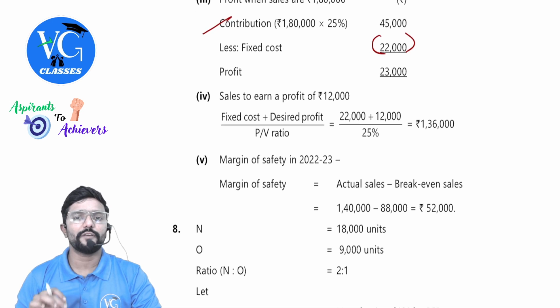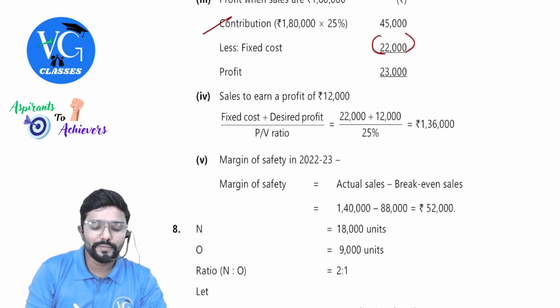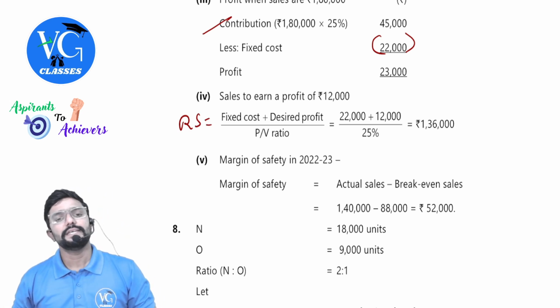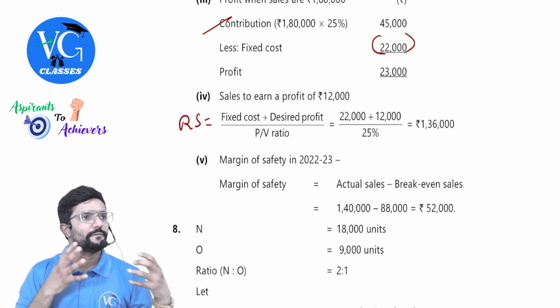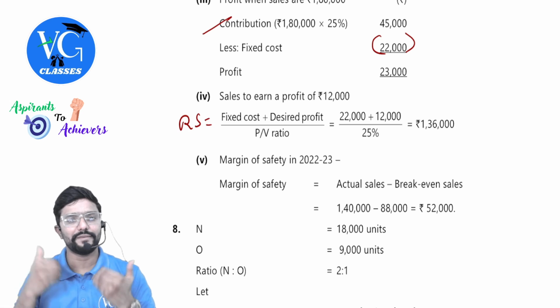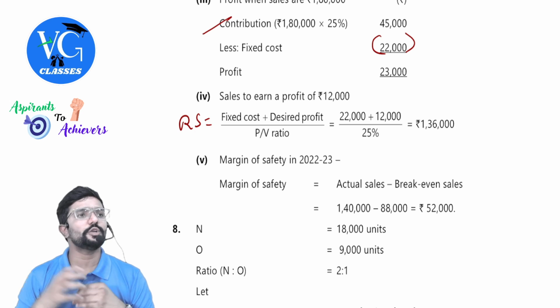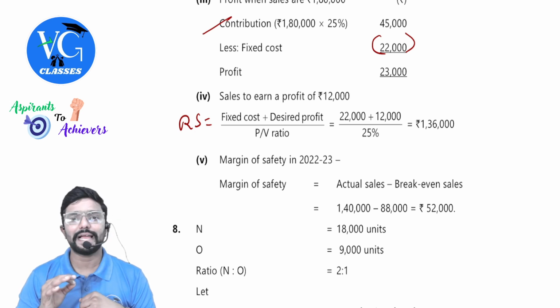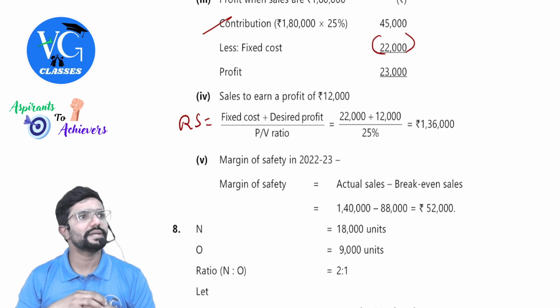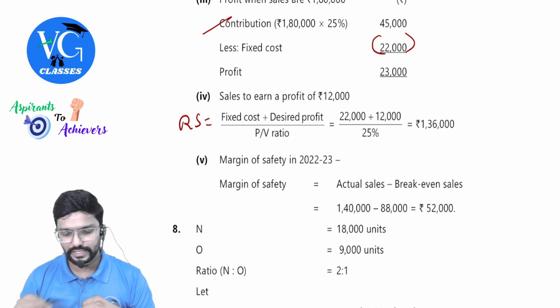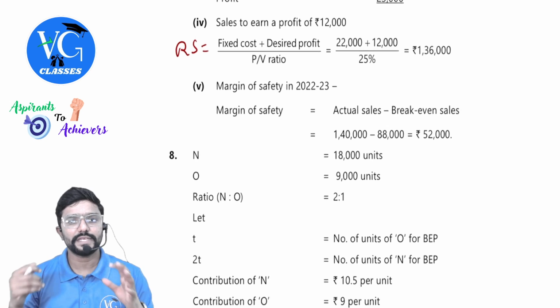Okay, sales to earn a profit of 12,000. What is the formula here? Required sales in rupees is equal to fixed cost plus desired profit divided by PV ratio. So 22,000 fixed cost plus they want to make a profit of 12,000 divided by PV ratio 25%. That is equal to 1,36,000. Just the margin of safety.